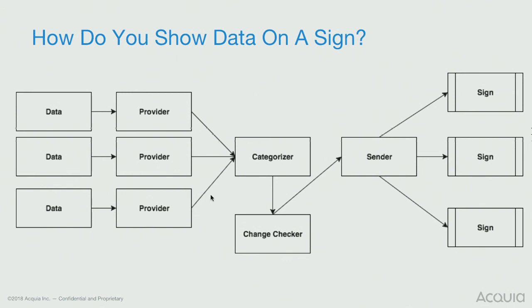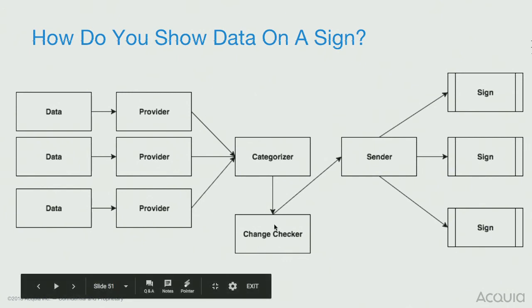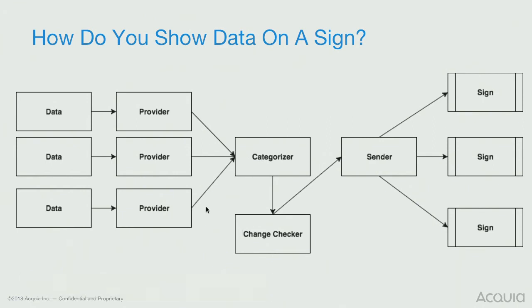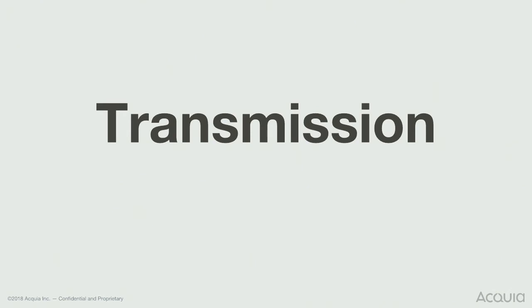So we actually introduced this idea of a change checker here. Once we get through the categorizer, we check to see if the payload that we just found is the same as the payload we sent the last time the pipeline ran. If it is, we don't send it. If it isn't, then we go ahead and send it again. This is both cost-saving, and it also does significantly speed up this process, because once you categorize the data, if it hasn't changed, you don't need to deal with the authentication and the actual sending of the data. So let's talk about the sending of the data a little bit here.